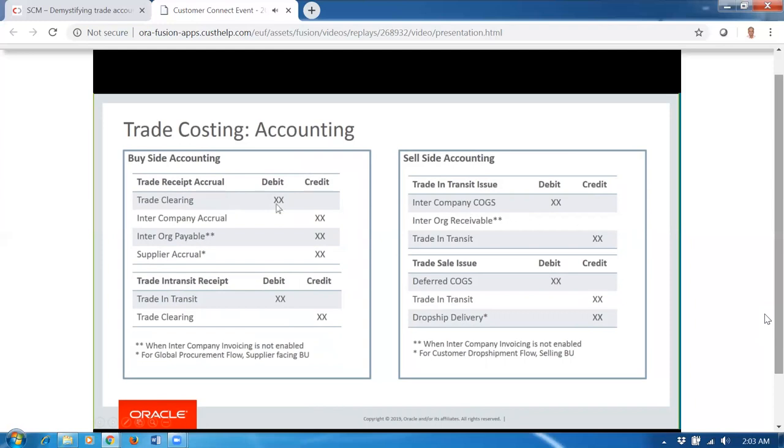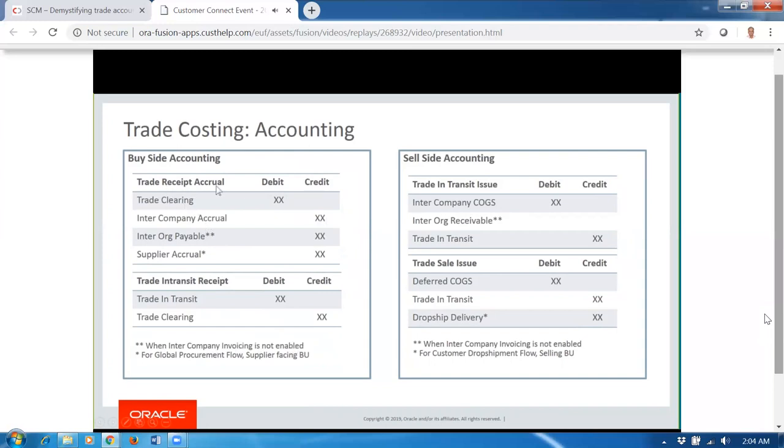The debit leg would be the trade clearing account, like our wash account, that would be reversed when you do a logical delivery in the costing. On the credit side, we'll see either an intercompany accrual or a supplier accrual. These are accrual events which get created as the liability side of your balance sheet, and events such as supplier accrual occur only when you have a global procurement purchasing group. And when there are intercompany transactions, you would see the intercompany accrual or intra payable, depending upon whether the transaction involves an intercompany or not.